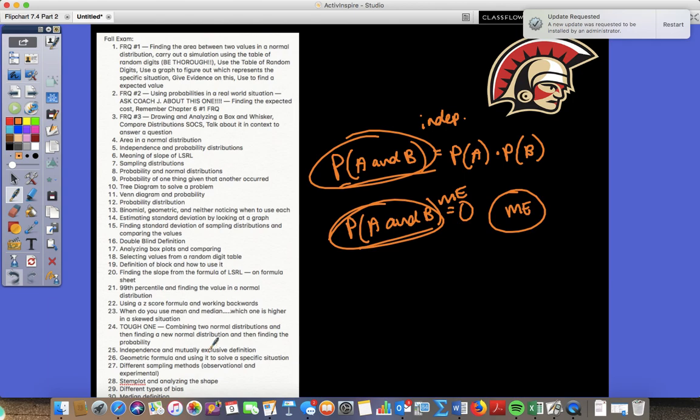All right. Again, some of these I can hit on more. I just wanted to give you an idea. A stem plot, analyze the shape. Observational, experimental, I did that. Geometric formula. All right, geometric formula.